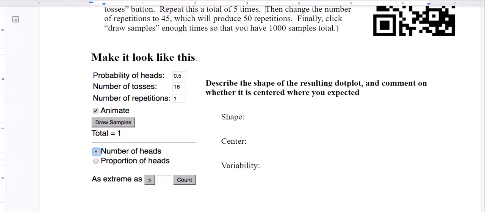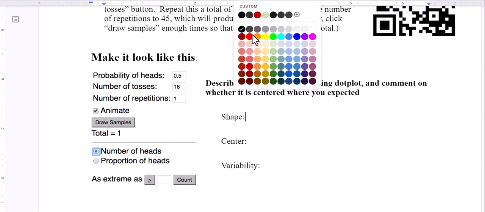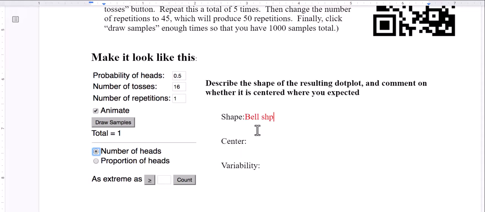So going back to the notes, describe the shape of the resulting dot plot, which is our probability distribution, and comment on whether it's centered where you expected. The shape, we can say that it is pretty bell-shaped. The center, it is centered around 8. That's what we expected. So yes, it is what we expected. And what about the variability? Variability refers to the standard deviation. And so what is the standard deviation?